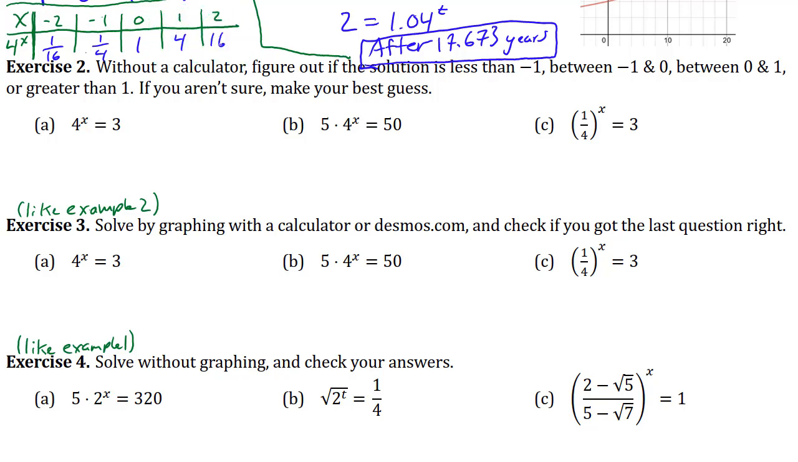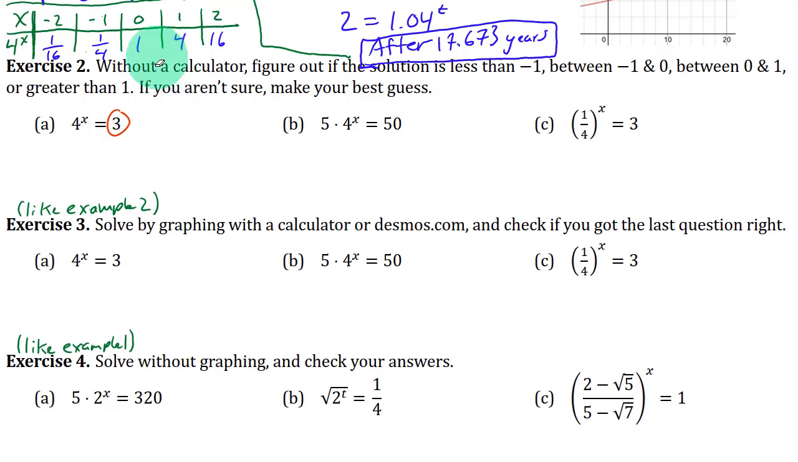Okay, so 3 is in between 1 and 4. It's a little bit less than 4. So the x that works is going to be in between 0 and 1. So I'm going to say x is in between 0 and 1 is my answer. And if you just want to write it like this in words, that's fine too.